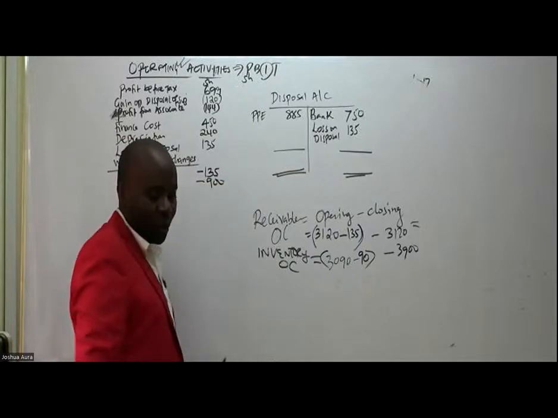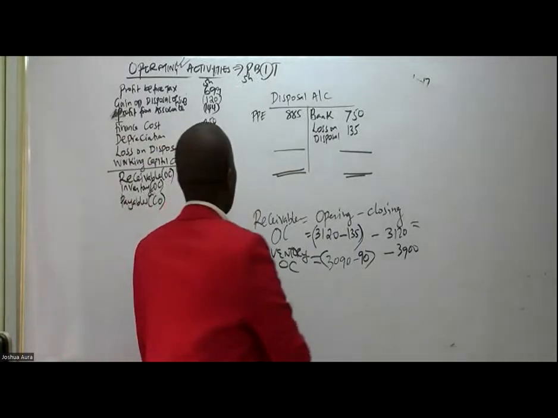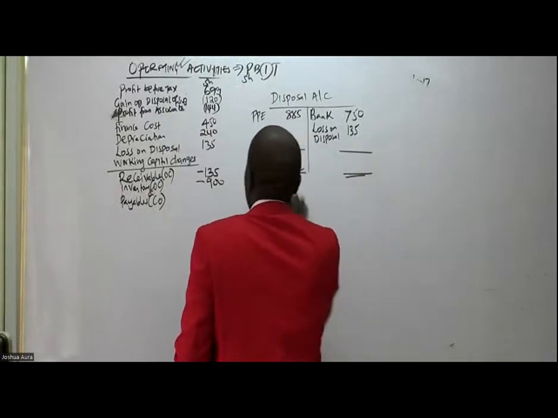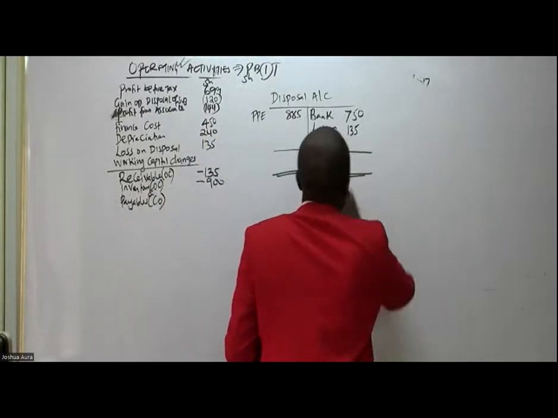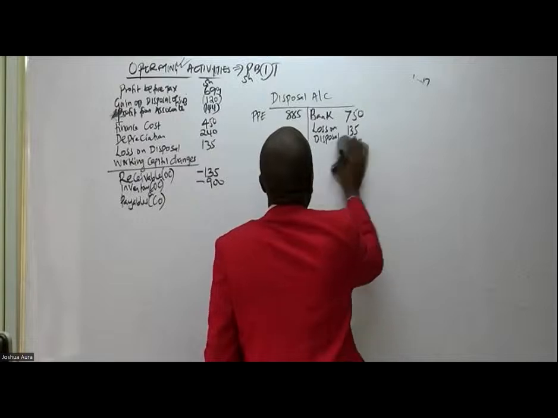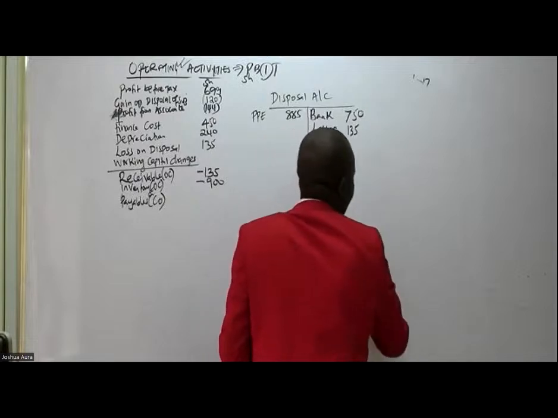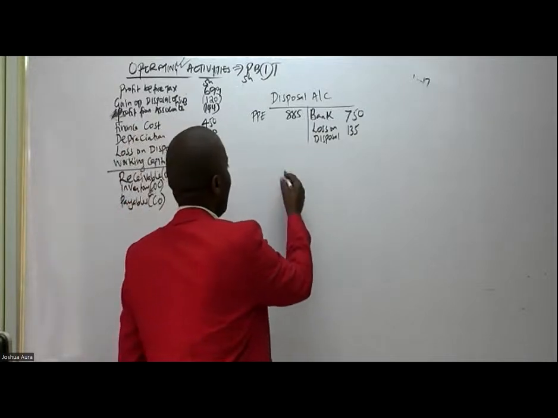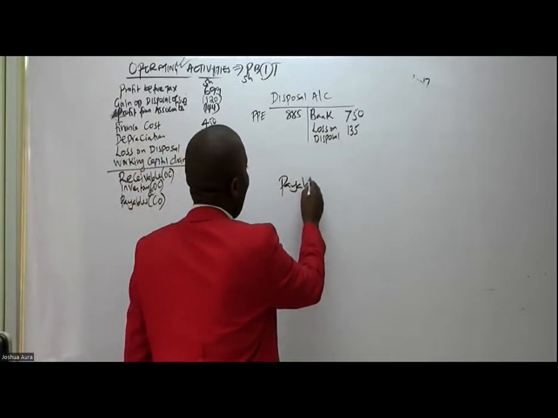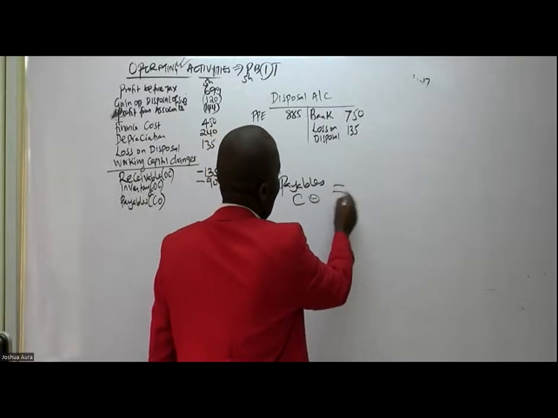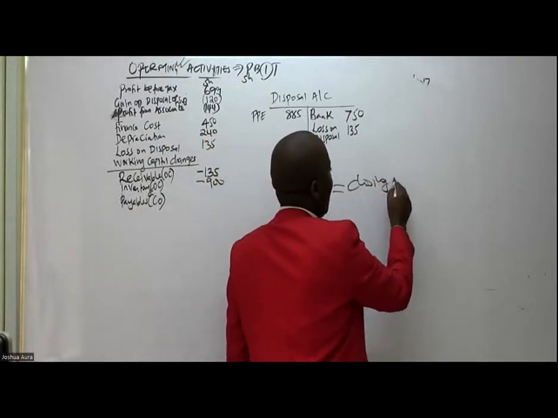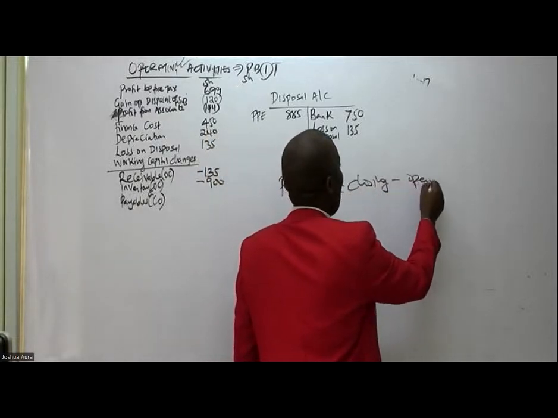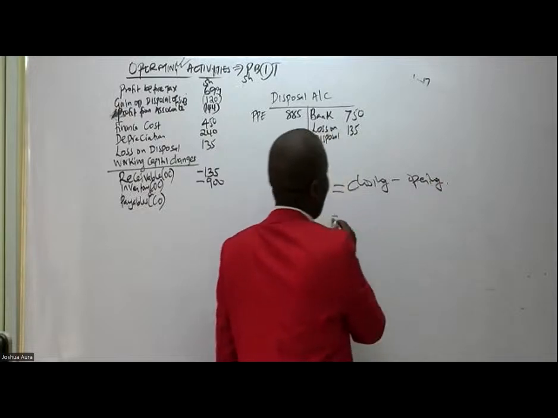Now from there we go to the last thing here, which is the payables. So remember, for payables, we are using the concept of CO. So it is closing minus opening.